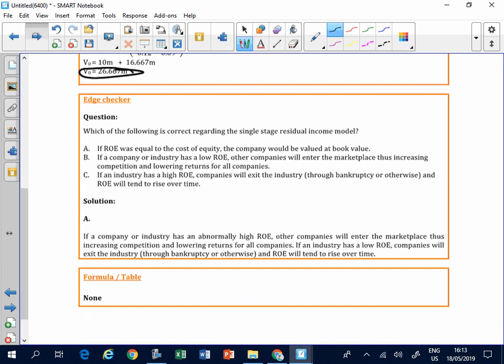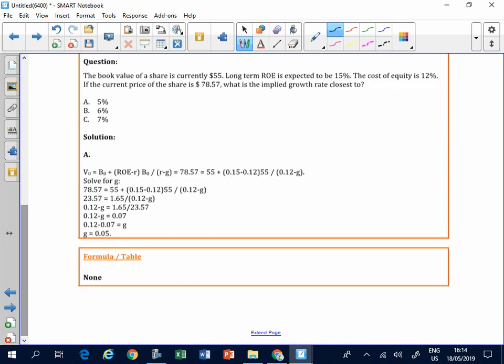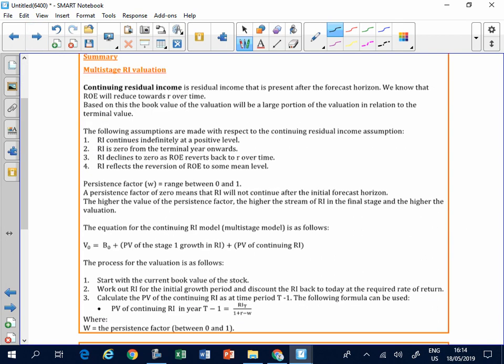Okay, so the standard residual income value formula. Guys can go through that. That's just to work out the value. Now, the more important thing about the continual residual income: what's the probability that this company can keep on making positive residual income into the future?